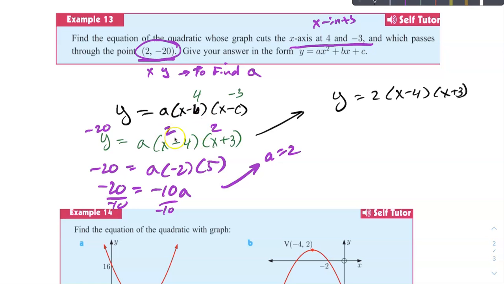Now normally I'd be done, but in this case they want me to put it in standard form. So that's simple. I just have to simplify this. Remember when you multiply, you just multiply 2 at a time. So multiply these 2 first and then multiply by 2. So we're going to distribute that.